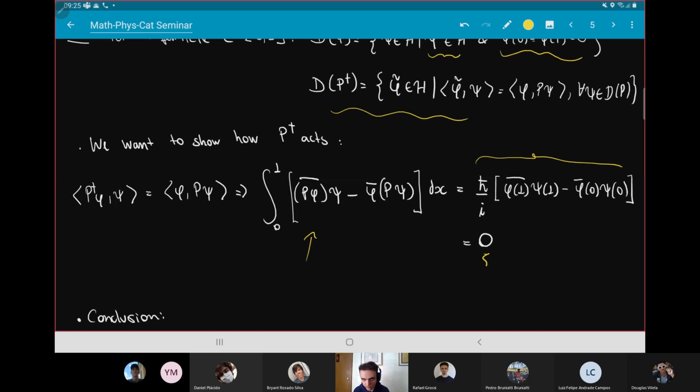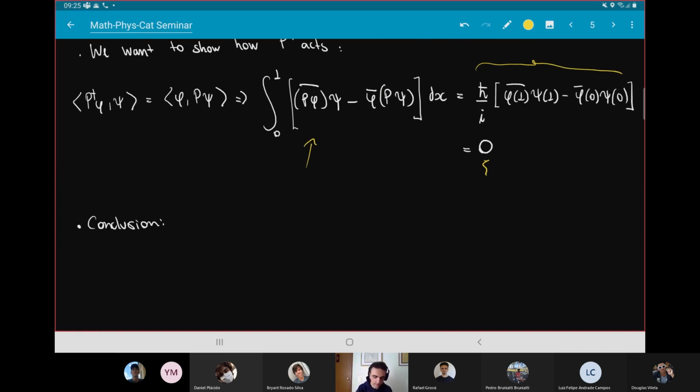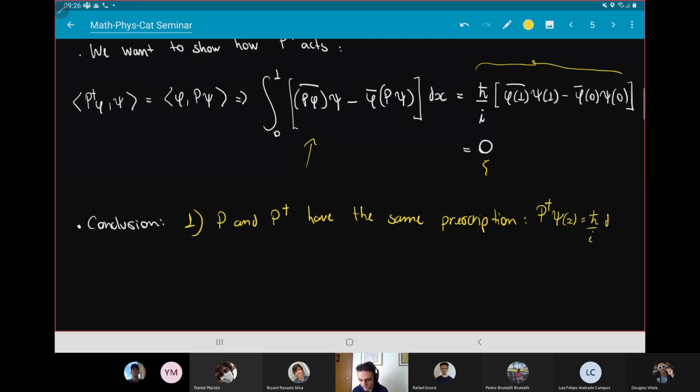So what we conclude from this calculation is, number one, P and P dagger have the same prescription, i.e., if you apply the adjoint of the momentum to a given state, you get H bar over I times d dx of psi. It is the same. It acts the same way.